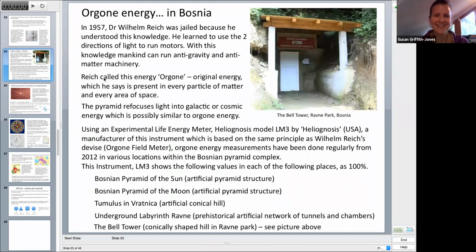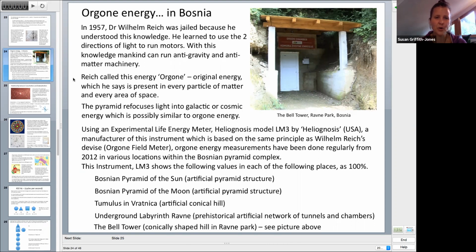Bosnia. So I thought that I would at least put something about Bosnia into this talk, because, and this is very relevant, in 1957, Dr. William Reich was jailed because he understood this knowledge. He learned to use the two directions of light to run motors, and with this knowledge, mankind can run anti-gravity and antimatter machinery, which is also what Dan Winter is working on.